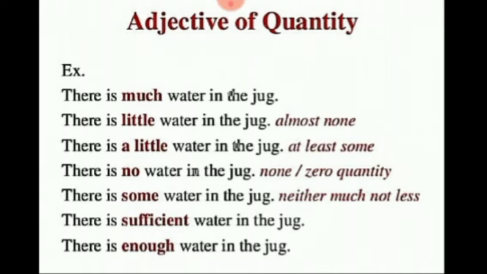There is sufficient water in the jug. So, if you have more water, you can use the word sufficient. So, sufficient is adjective of quantity. There is enough water in the jug. The word enough also can be used if you have more water. So, enough, sufficient, some, no, little, a little, much. All these words are used for adjective of quantity.